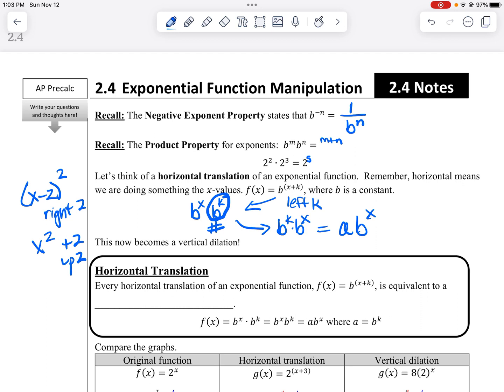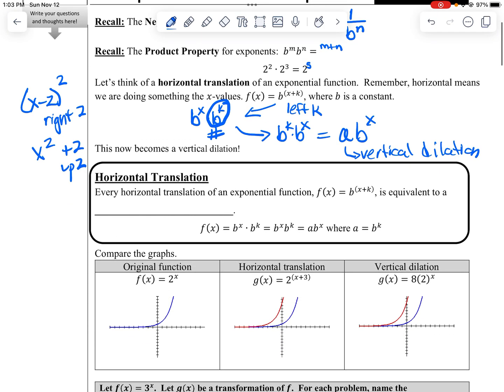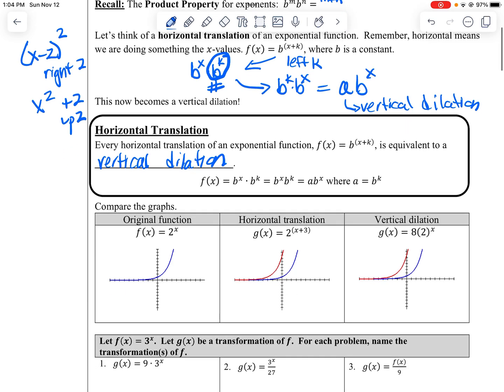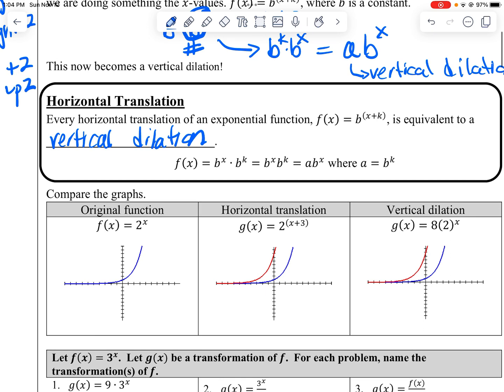And remember, if it's outside, that is really a vertical dilation, because it's multiplying on the outside. So every horizontal translation is equivalent to a vertical dilation. It's pretty cool how this works. And again, here's what we've talked about: b to the x plus k is b to the x times b to the k, which is really just that constant right there.